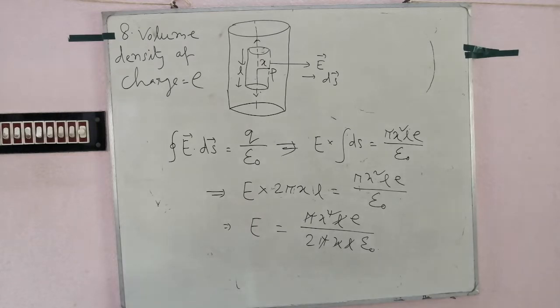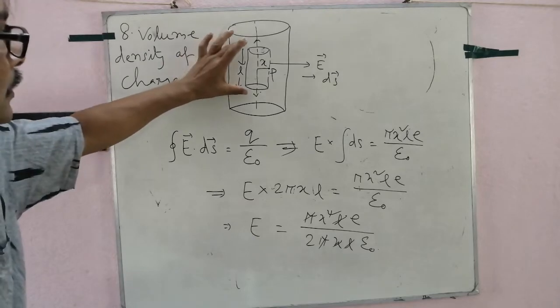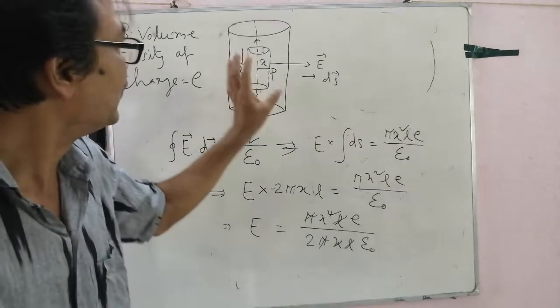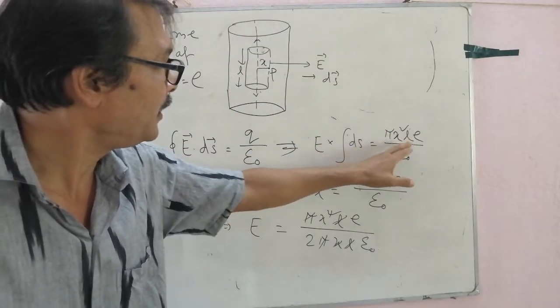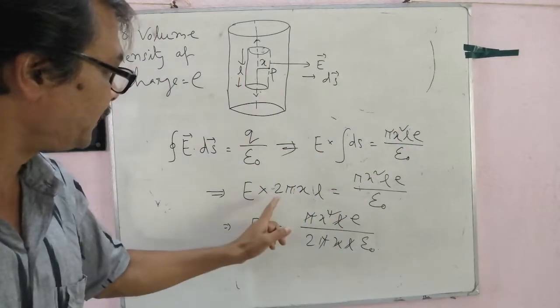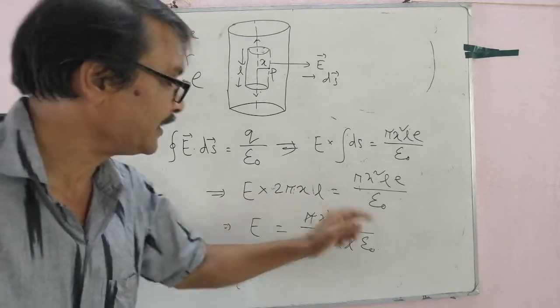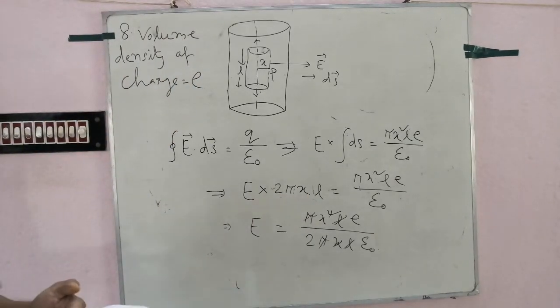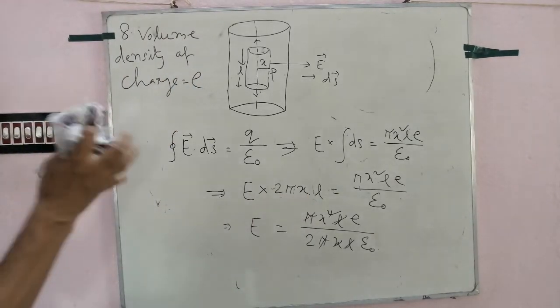Question number 8: total charge is the volume of the inner cylinder, pi x square L, into rho, the volume density of charge, divided by epsilon naught, and the area of the curved surface is 2 pi x L. From this equation we get the result of E. Now problem number 9.